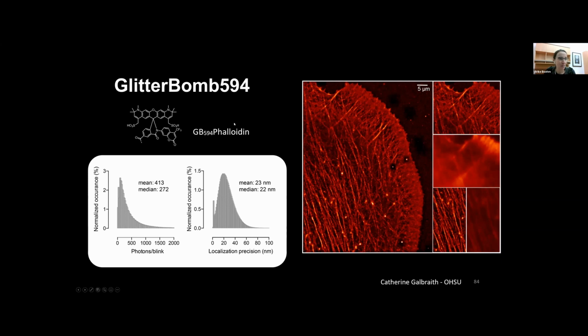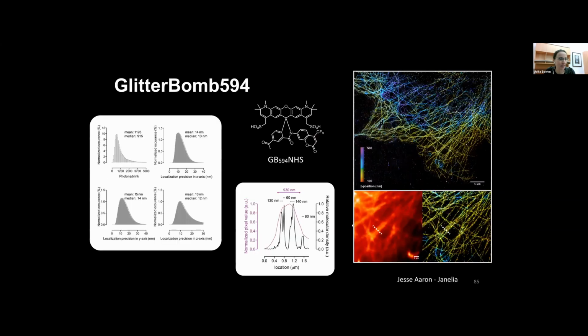Here right now, glitter bomb is attached to phalloidine, and they were able to show that they can go quite far down with the localization precision. And then later on, Jesse Iron, a member of the Advanced Imaging Center, also showed in other structures that the precision even along Z can be reached quite nicely with these dyes.